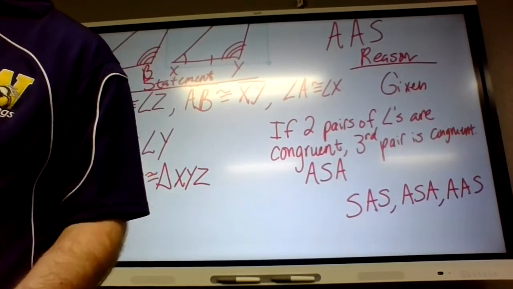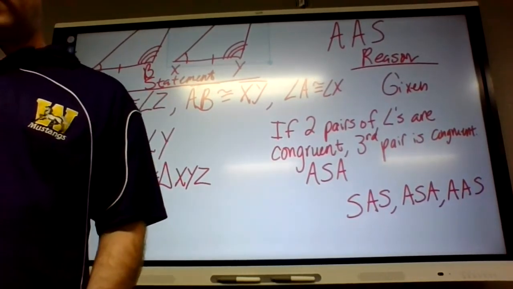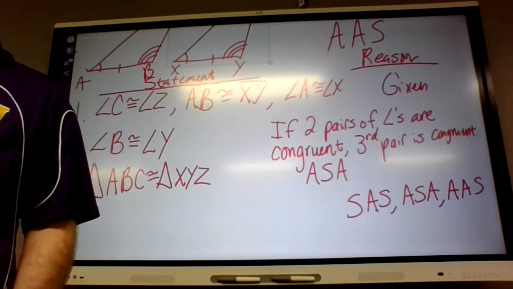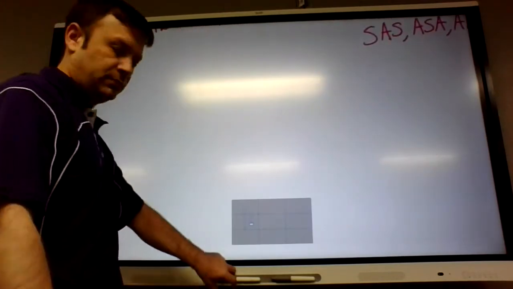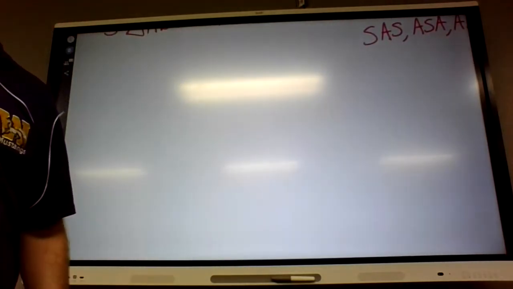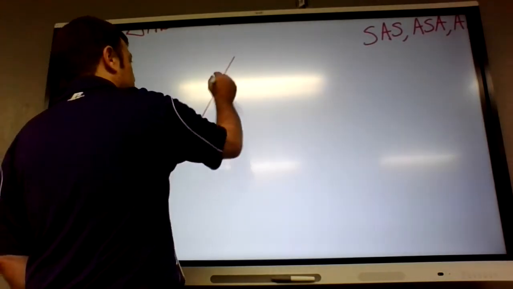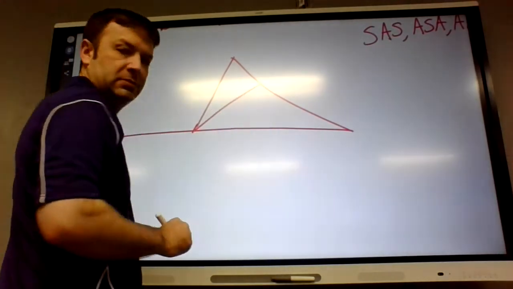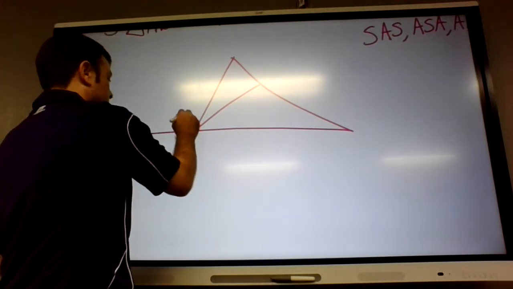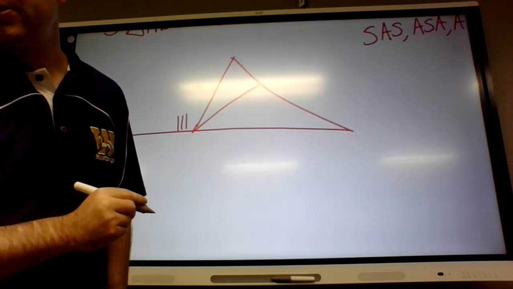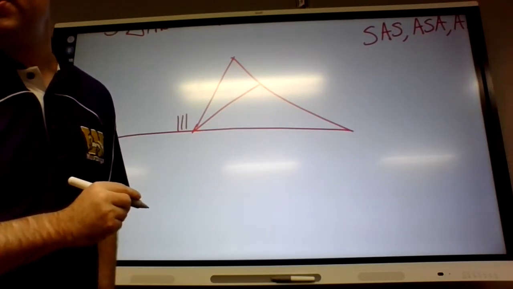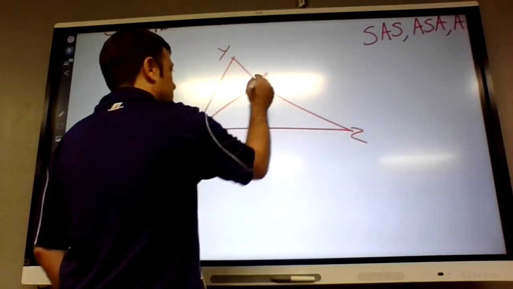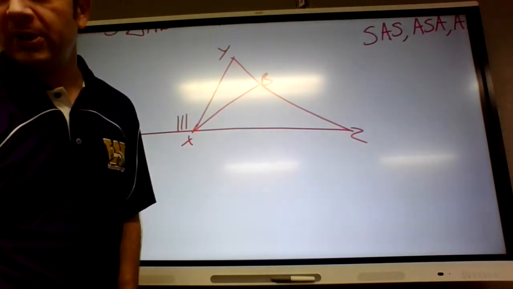What else we got? 18. Okay. Find the measure of all the numbered angles. Lots of answers. I see 1, 2, 3, and 4 on this one. I really don't want to draw this. It's taking a long time. But that might be the best way to understand this. X, Y, Z, B, A.